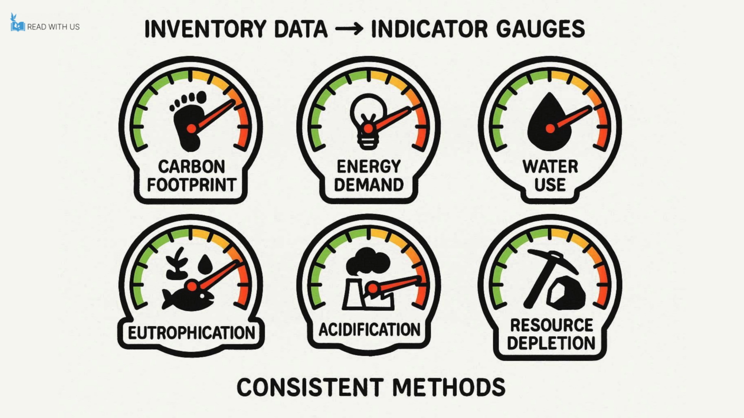In impact assessment, we convert the inventory flows into indicators such as climate change, carbon footprint, energy demand, water use, eutrophication, acidification, and resource depletion using consistent methods.